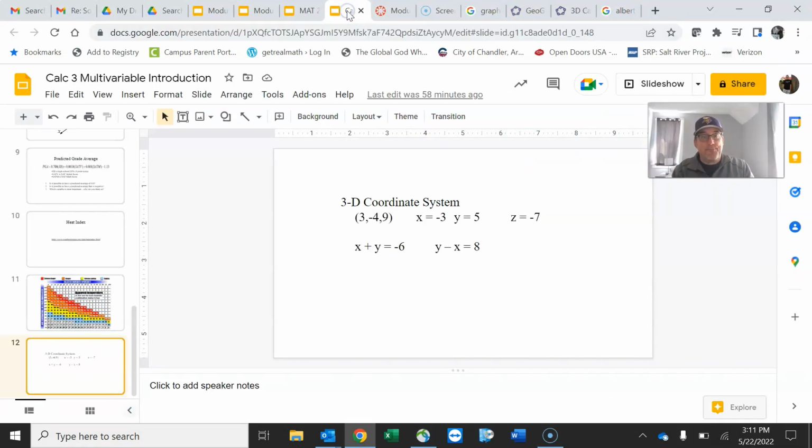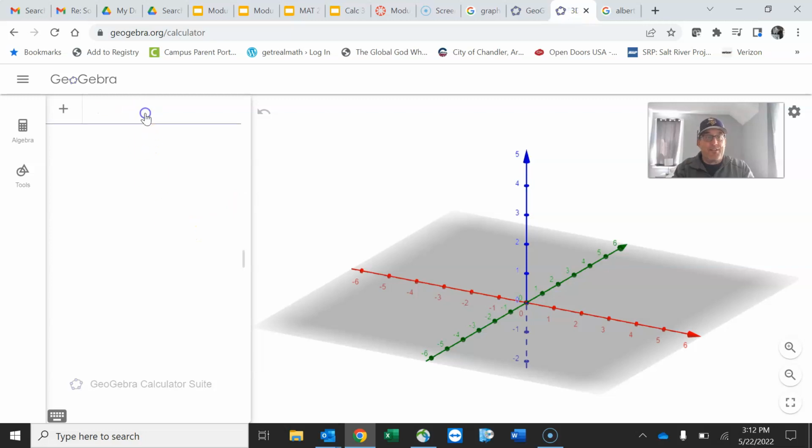Let me jump back. Suppose you wanted to just plot the point 3, -4, 9. You just type it in. Ordered triple. Remember, in 2D, single variables, we would have had an ordered pair, x, comma, y. We now have an ordered triple, x, comma, y, comma, z. So 3, comma, -4, comma, 9.